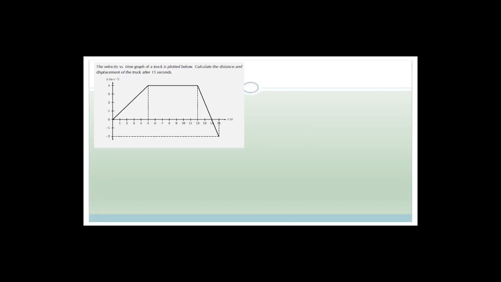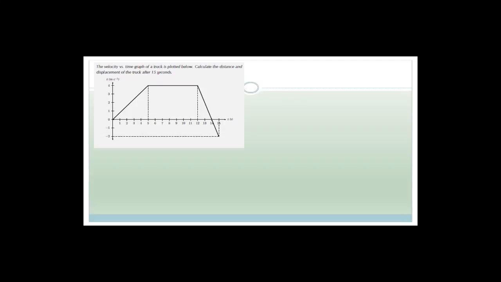So this question, all these questions are old exam paper questions that I found in various sources. This question says the velocity versus time graph of a truck. Now remember what I said to you, always check to see what type of graph it is. In this case, they've been very nice. They told us it was a velocity versus time graph of a truck is plotted below. It says calculate the distance and the displacement of the truck after 15 seconds.